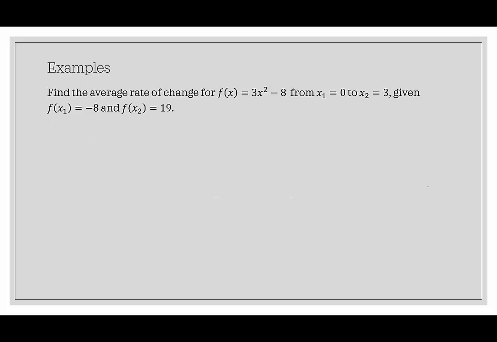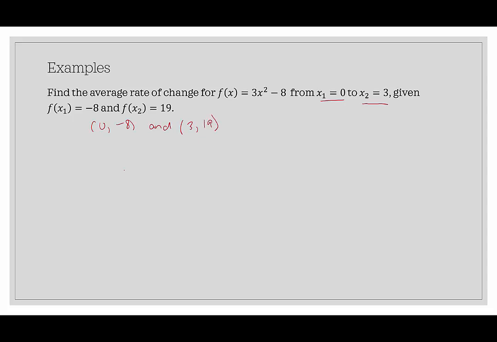Okay, let's look at some examples. Find the average rate of change for f of x equals 3x squared minus 8 from x1 equaling 0 to x2 equaling 3. So we have a piece of one point, a piece of another point, but then I actually tell you a little more information here. What we know is that we have one ordered pair, 0, f of 0, which is -8, and the other ordered pair is 3, f of 3, which is 19.